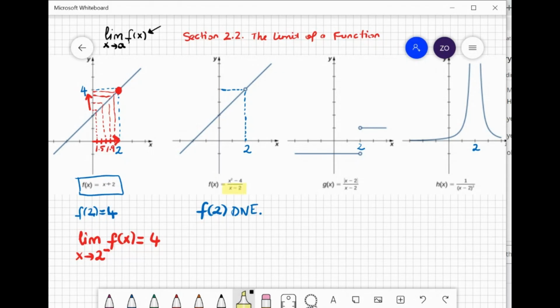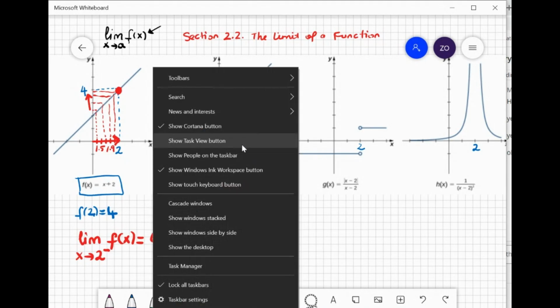Why? It is because the denominator has x minus 2, so we cannot evaluate this function at 2. However, now let's consider numbers that are close to 2.